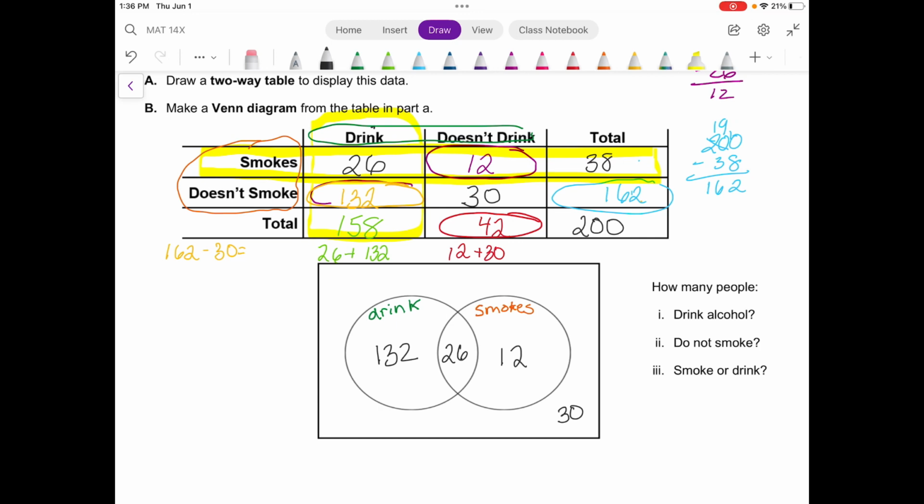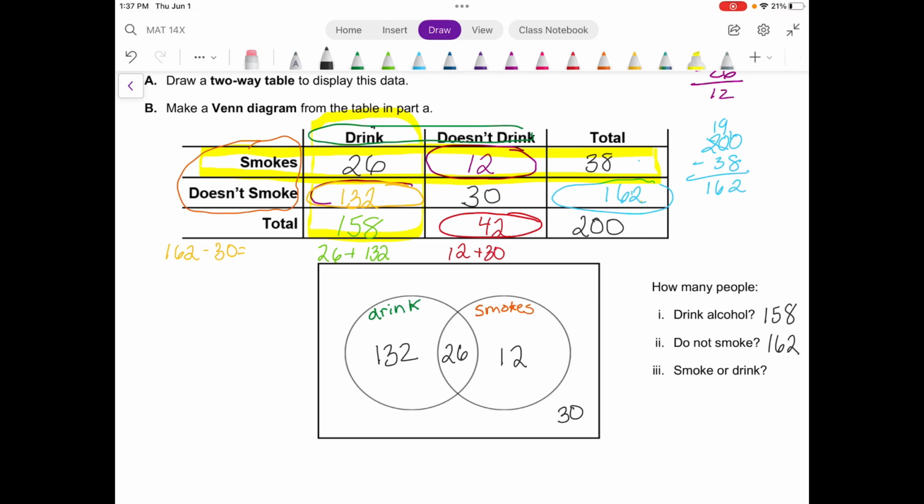And I can use it now to answer questions. How many people drink alcohol? Well, that's a total number, so that would be the bottom of that drinking column, 158. How many people do not smoke? If I go to the do not smoke row and over to that total, there's 162.